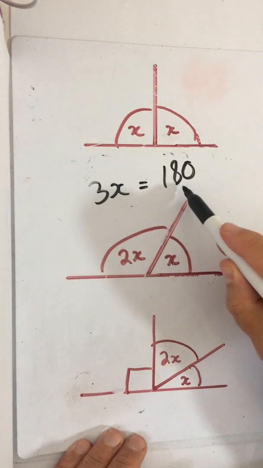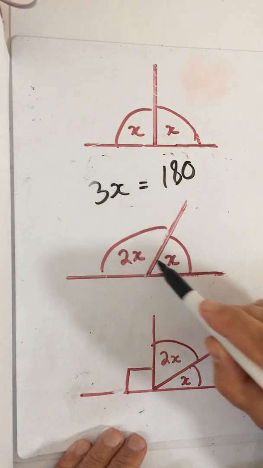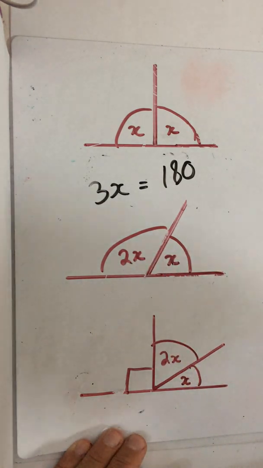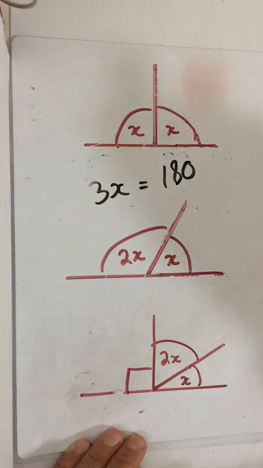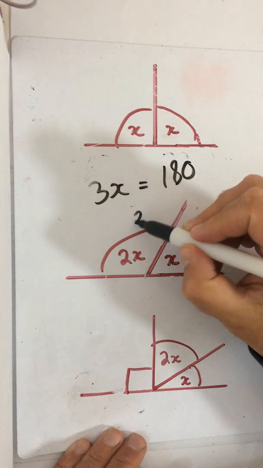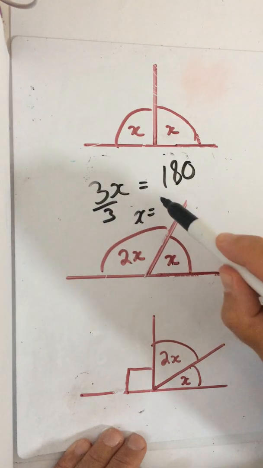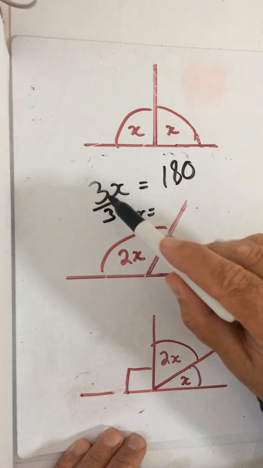So this is the equation for this question. And then we have to write the value of x. So again, we need to find just x on this side of the equation. So we're going to divide that by 3 to leave us with x.